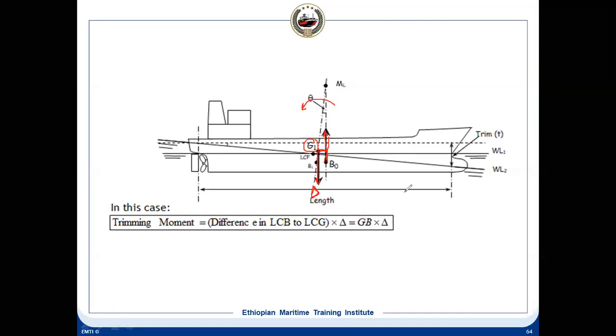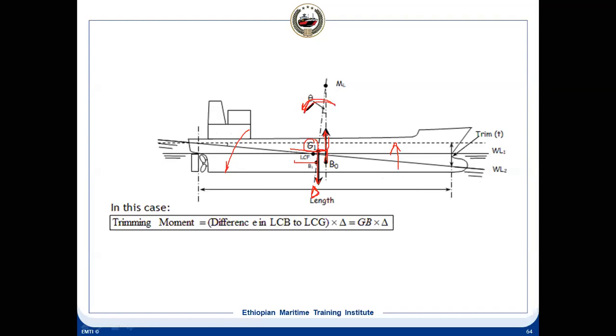But the moment it reached B1, is there any trimming moment? There will not be any trimming moment. Because of this, the vessel this side will move in this direction, and this side has moved down. So it is not this distance from here to here, because this is longitudinal stability we are talking about, that is the trim.